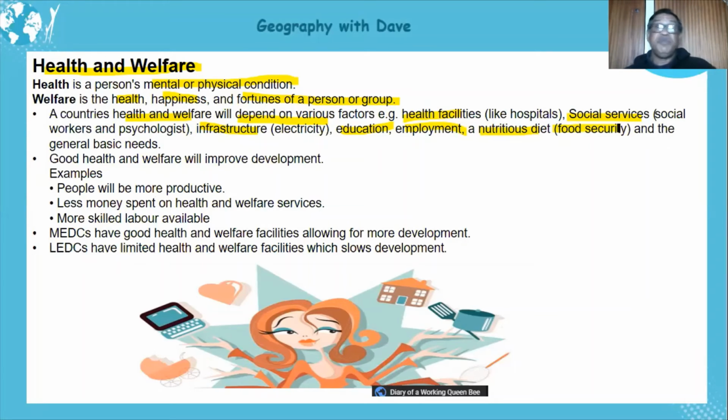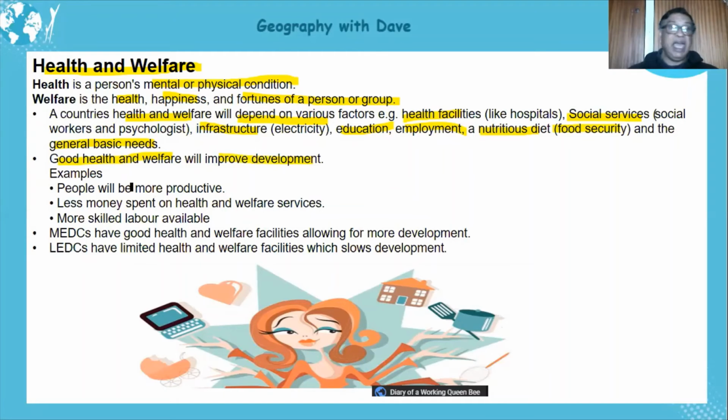Not just food. If we eat potatoes every day, we're never going to have the best health. We need the proteins, etc. And the general basic needs. That's what we need also. The basic needs of the people: shelter, clothing, you understand, sanitation, all that. So good health and welfare will improve development.